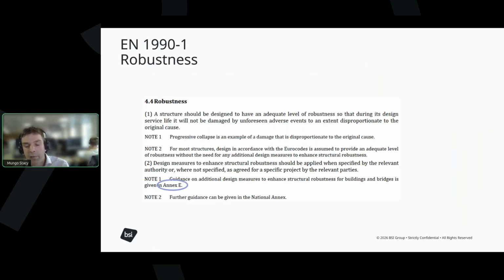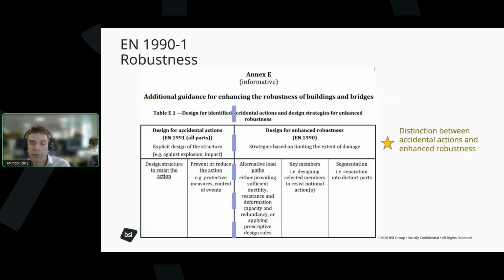Robustness is still included, and the content of the main text is fairly brief, just one subclause 4.4, similar in nature to first generation Eurocode. The operative provisions are given in Annex E. And one of the changes here is that a clearer distinction has been made between design for accidental actions, which is indicated here on the left-hand side of the table, compared with design for enhanced robustness.